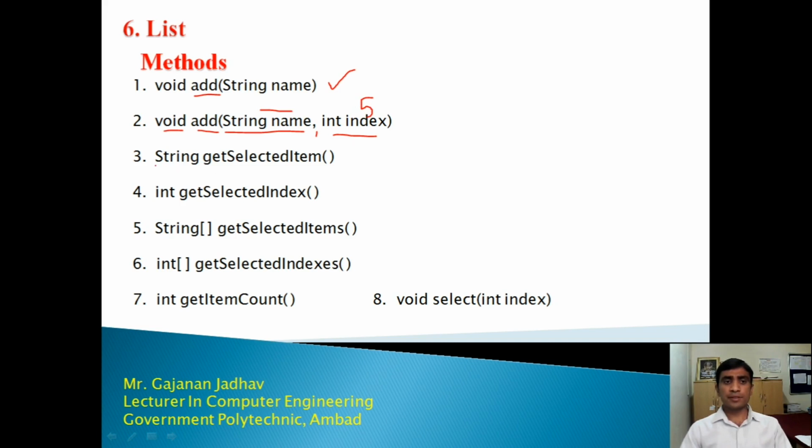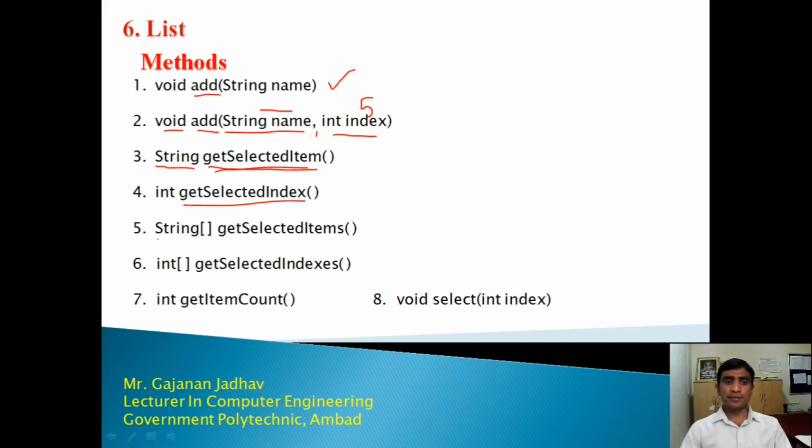The third method's return type is a string. The name of the method is getSelectedItem. If the user selects one of the options from the list control, and you want to retrieve what is selected, then you can use this method. This method will return the item name. The fourth method, getSelectedIndex. This method will return the selected item's index number.